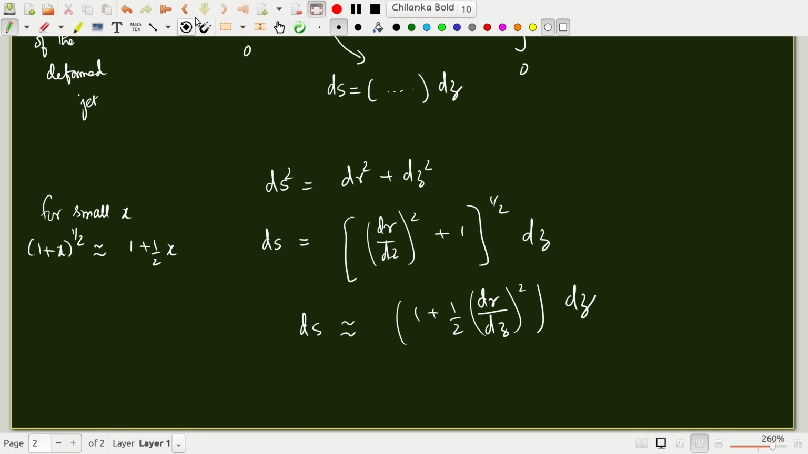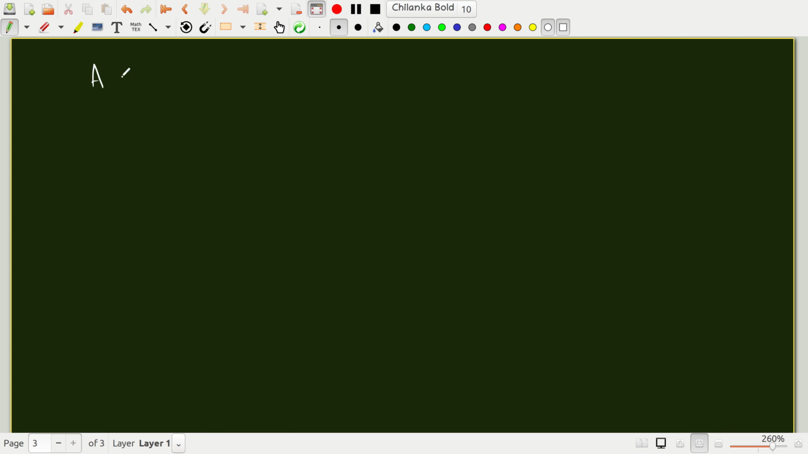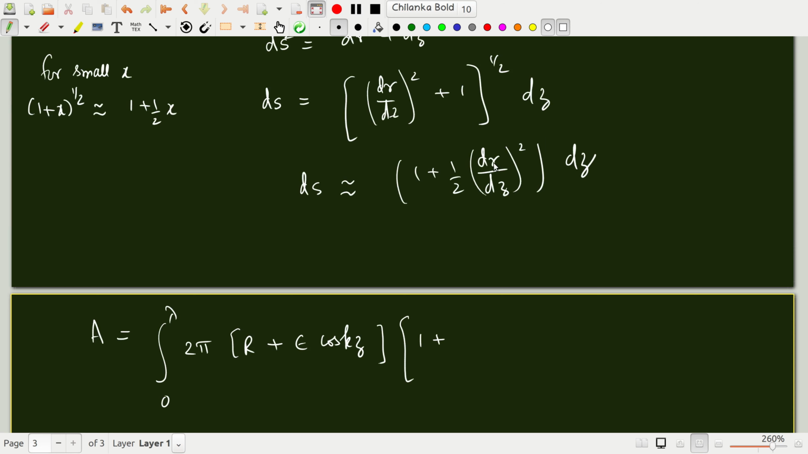Okay, so first let's calculate the area. The area is nothing but the integral from 0 to lambda of 2 pi r. Instead of r, I'm going to write capital R plus epsilon cos kz, times, instead of dz, I'm going to write 1 plus... Now we have dr dz. I'm going to substitute r from out here.